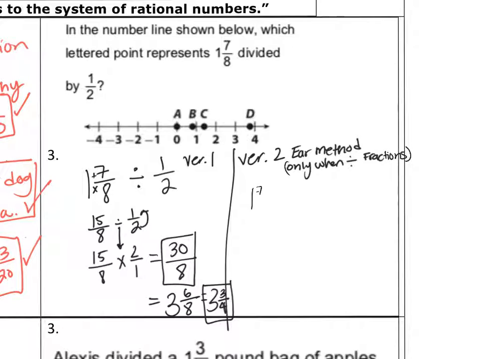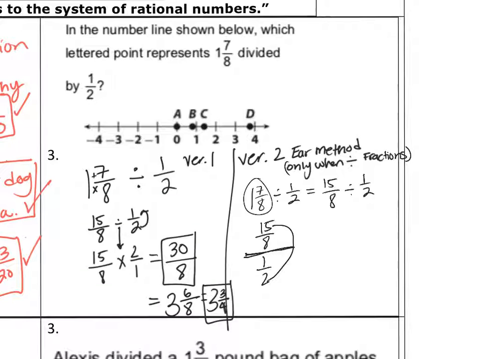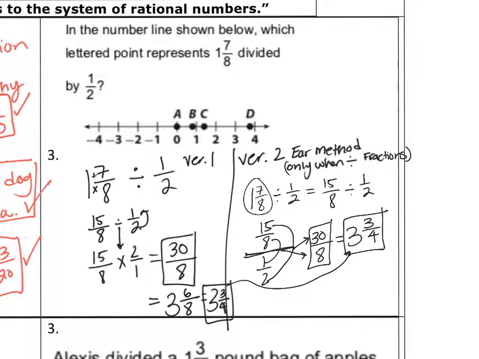So we have 1 7/8 divided by 1/2. Turn 1 7/8 into an improper fraction. So that's 15/8 divided by 1/2. And then we're going to write it as is, 15/8 divided by 1/2. And now we connect the outside numbers, and that's the top of the new fraction. 15 times 2 is 30. 8 times 1 is 8, and that goes on the bottom, which is what we got originally. And then we also know we reduced it. It's going to be the same thing, so we can just put 3 3/4. So we have version 1, version 2.